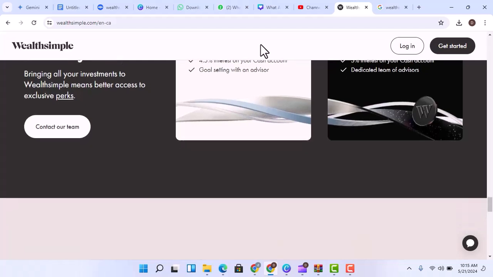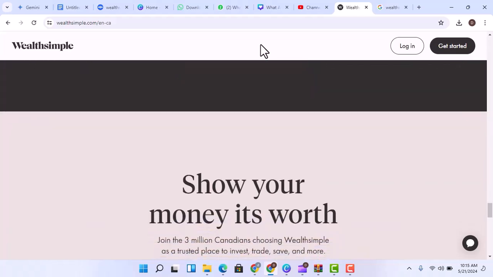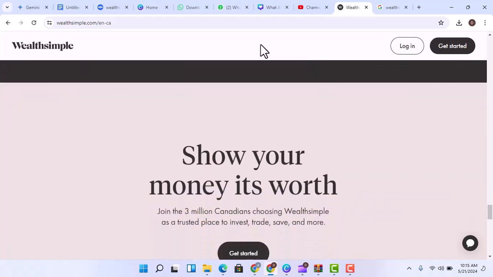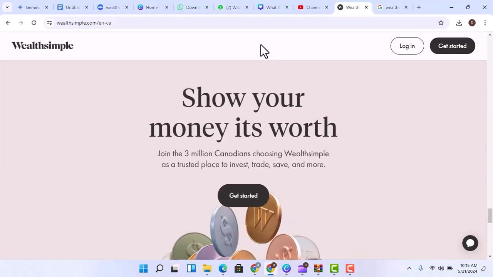However, keep in mind the subscription fee and minimum deposit requirement. Beyond the basics, other considerations. Now, we've covered the core options, but there are a few other things to think about.